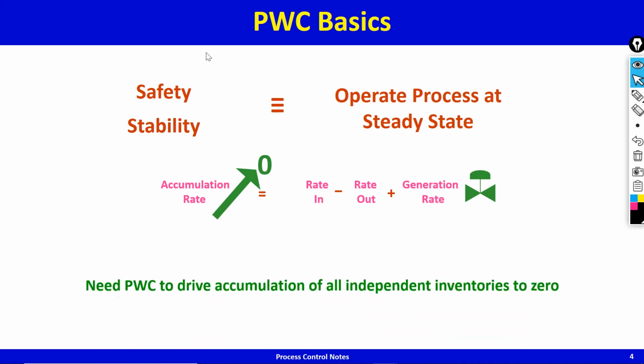So that's that. So you need a plant-wide control system at the very basic level to drive accumulation of all independent inventories to zero, and when the accumulation of the independent inventories is driven to zero, then safety and stability is ensured because the process is operating at steady state. Independent is the keyword there.